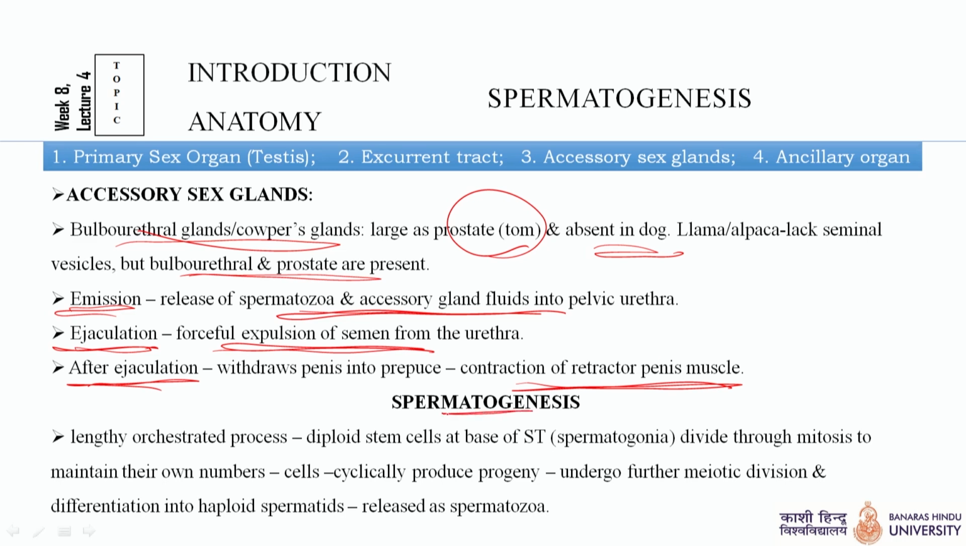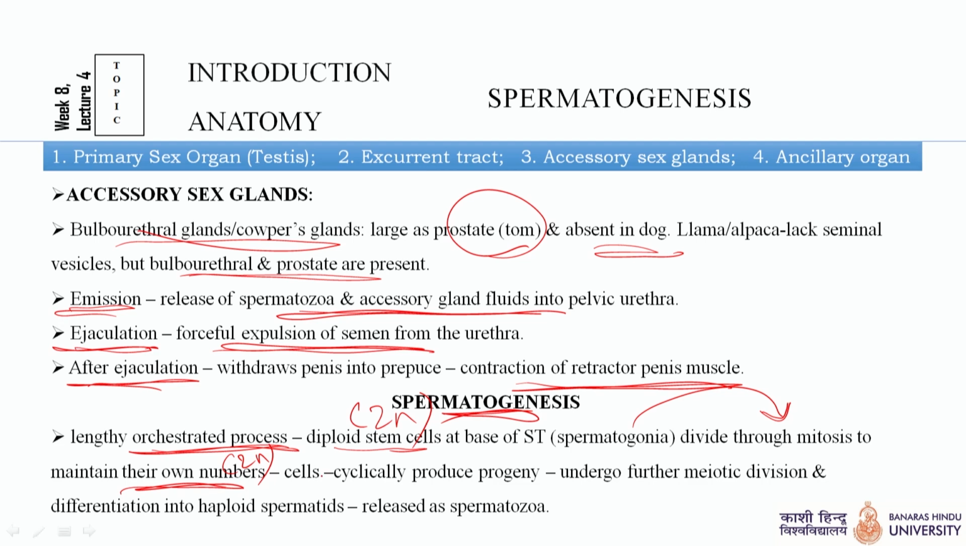Then coming to the spermatogenesis process. What is meant by spermatogenesis? Spermatogenesis is a lengthy orchestrated process. Okay, orchestrated process means what? It is done one step after another, a downstream process. So it is a well orchestrated process, where the diploid stem cells, diploid means 2n, right? Diploid stem cells are present at the base of the seminiferous tubules, where the spermatogonia are present, right? They divide through mitotic division to maintain their own numbers. Own numbers means it is 2n in number.